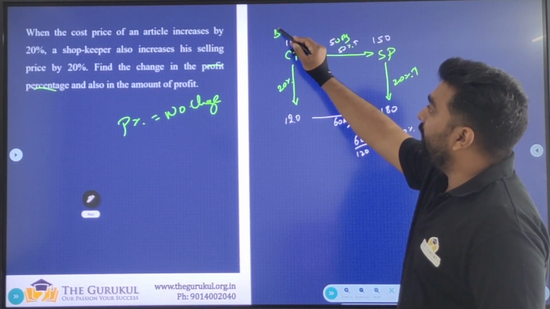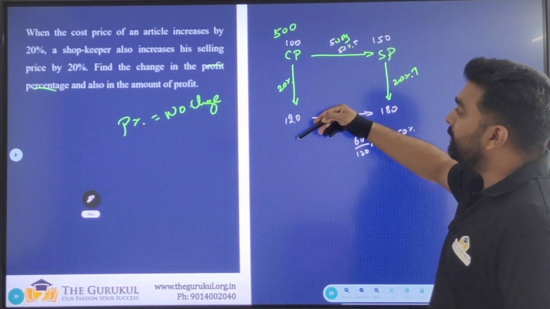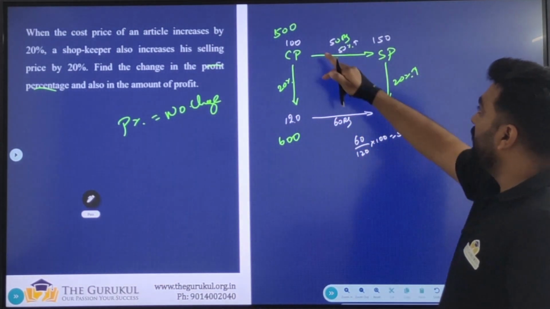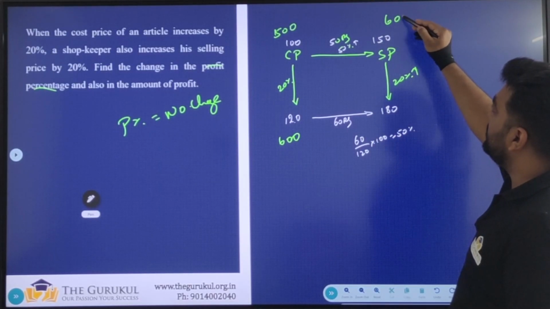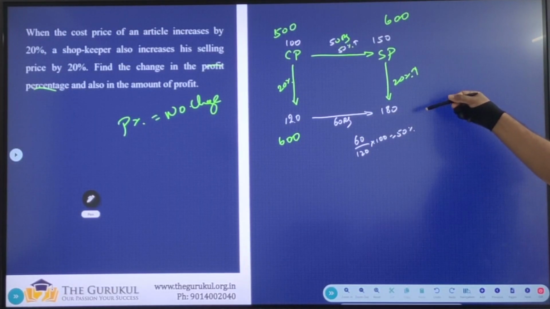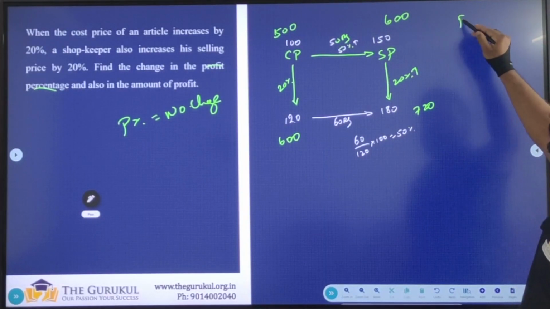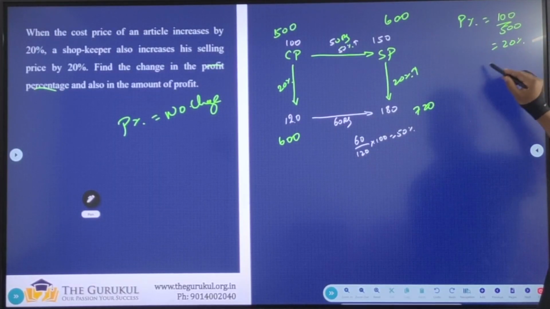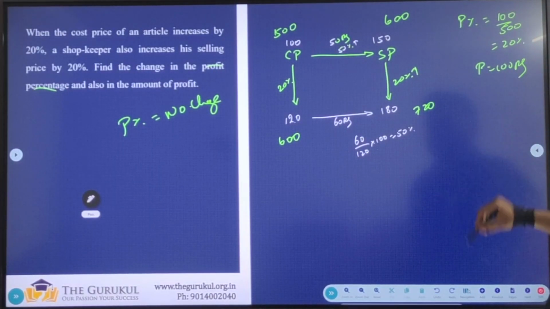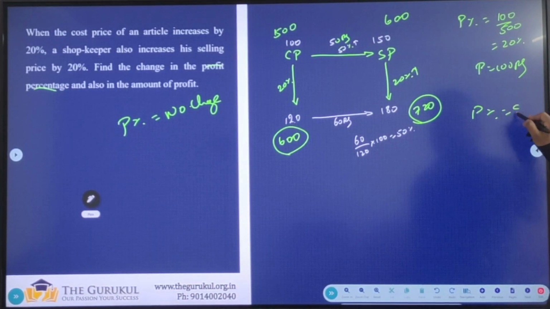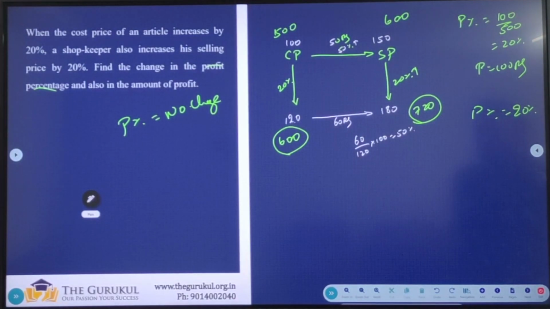If I keep 500 here, it will increase by 20%, which 10% will be 50, 20% will be 600. And profit, let us say I am selling for 600 rupees. That 600 increased by 20%, which will become 720. So here I am having profit percentage, which is equal to 100 by 500, that is 20%, profit equal to 100 rupees. In this case, 600 to 720, profit percentage is still 20% only. There is no problem in that.